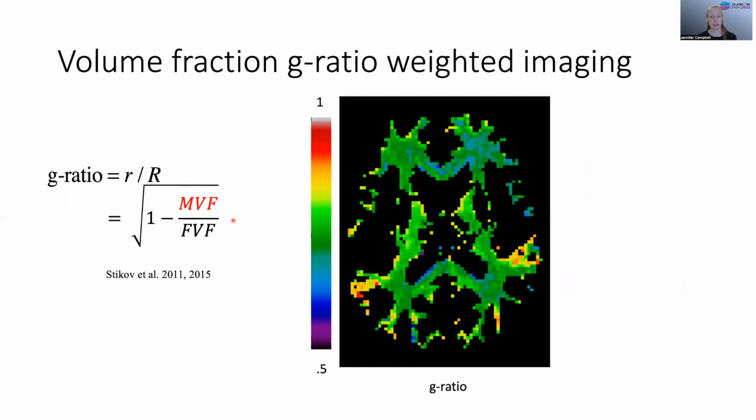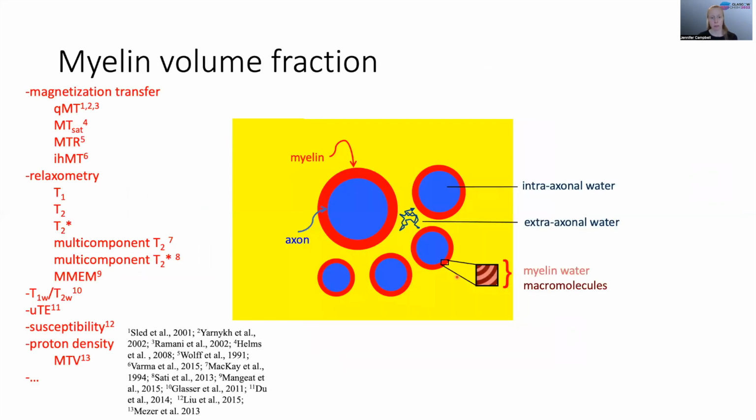So if we want to estimate a G-ratio weighted image, one possibility is to estimate volume fraction weighted images first and then compute the G-ratio. So I'll start with the myelin volume fraction. The myelin compartment in this tissue model consists of myelin water and macromolecules, and there are a number of different MRI contrasts that are sensitive to the myelin in different ways. So if we assume this tissue model is complete and the myelin marker is specific, let's call the myelin marker M, then we can estimate myelin volume fraction as an appropriately scaled version of M.